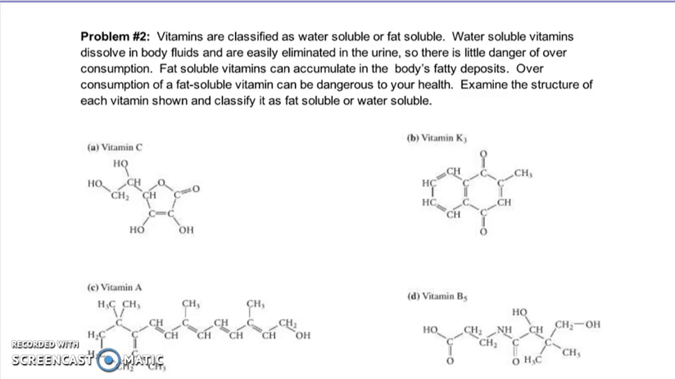So examine each structure of each vitamin shown and classify it as fat-soluble or water-soluble. So I want you to take a little bit of time and look for the two things I told you before. Are there polar bonds? And is that molecule symmetrical or asymmetrical? Once you decide that, go ahead and label them as fat-soluble or water-soluble. So pause this, make your decisions, and come back.